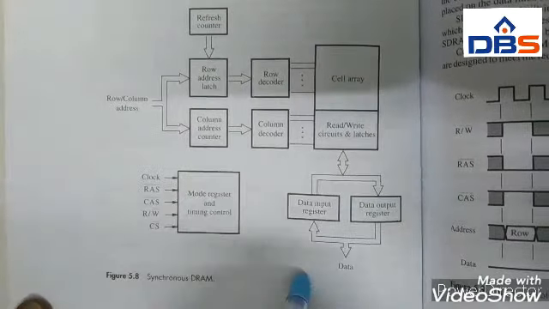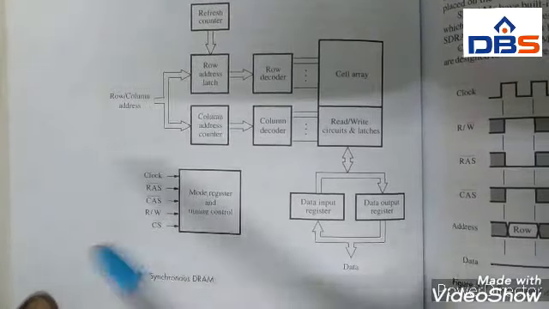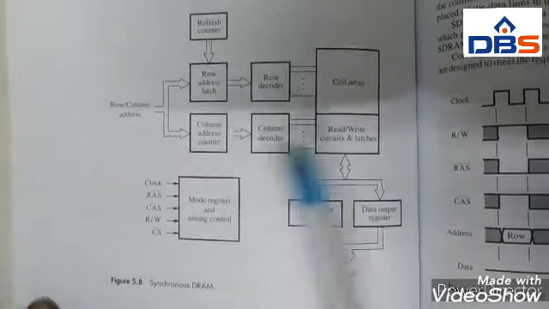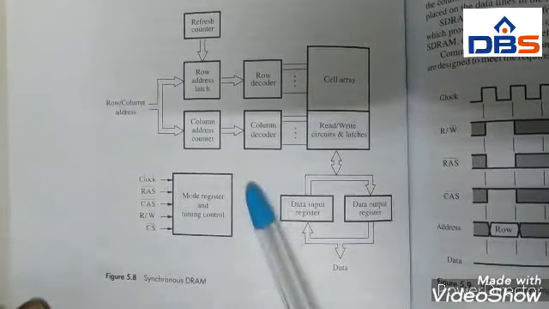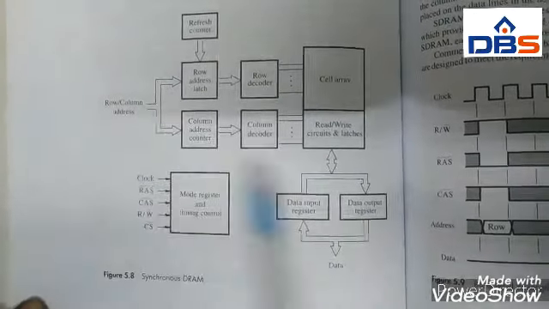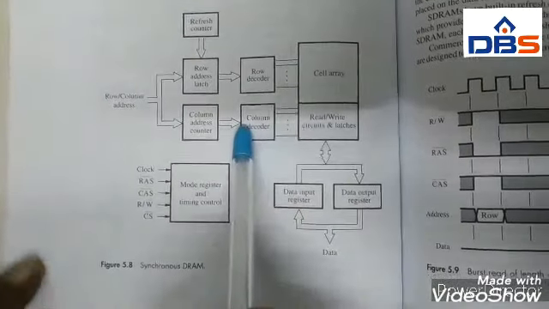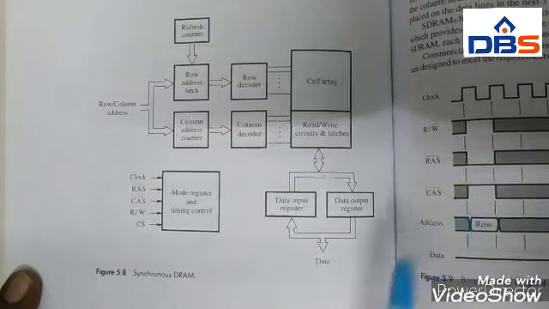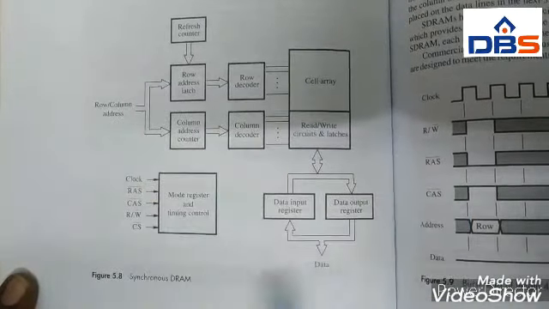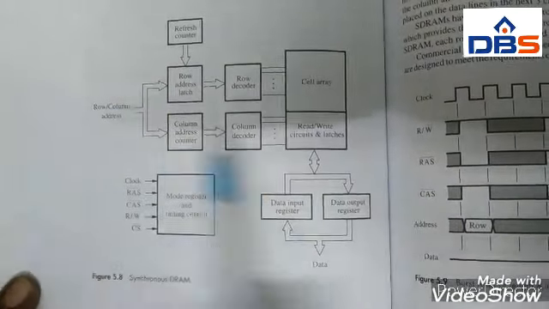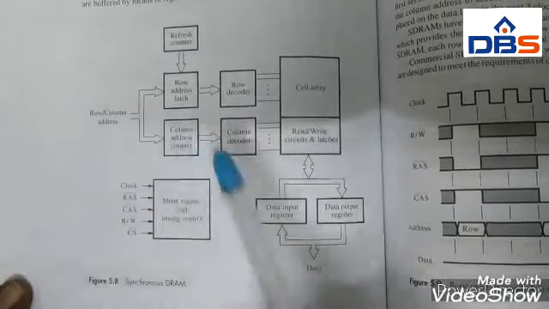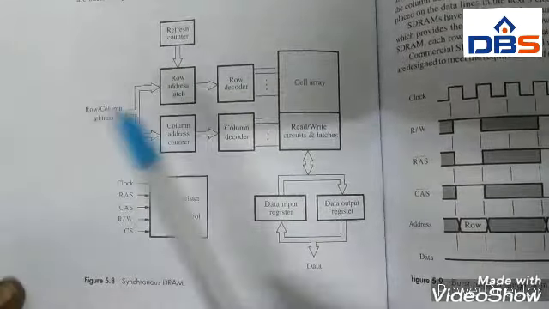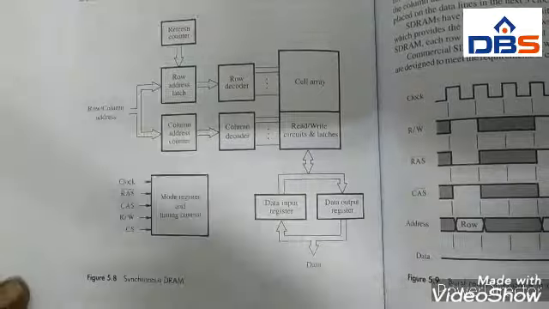Here we are additionally using a synchronization process with the clock. In that, the same things are there: row address latch, row decoders, cell array, and then read write circuits. But here some synchronization technique is there. By using the synchronization technique, the synchronization is performed with the clock rate.